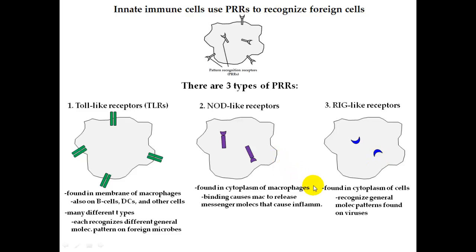So again, what we're taking a look at here are cells in the blood that are part of our innate defenses. They know how to tell good guys apart from the bad guys because of these things called pattern recognition receptors. These are just 3 examples of pattern recognition receptors.